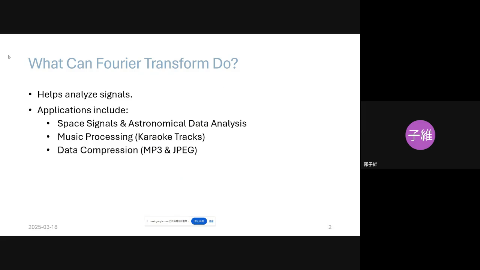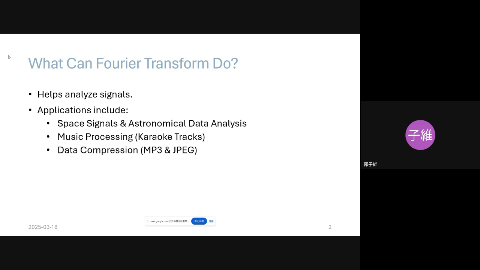Applications include, first, space signals and astronomical data analysis. Imagine we're collecting radio waves from space, and these signals, of course, contain waves from different corners of the universe, so they look very chaotic. However, after applying Fourier transform, we can break down these chaotic signals into individual frequency components. By reconstructing them, we can understand what kind of signals are present in the original data.